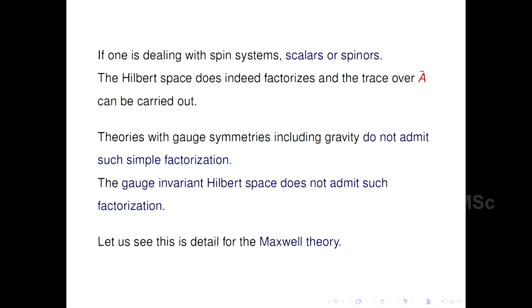So theories with gauge symmetry, including gravity, do not admit this simple factorization. The gauge invariant Hilbert space doesn't factorize, and let's see this for Maxwell's theory.